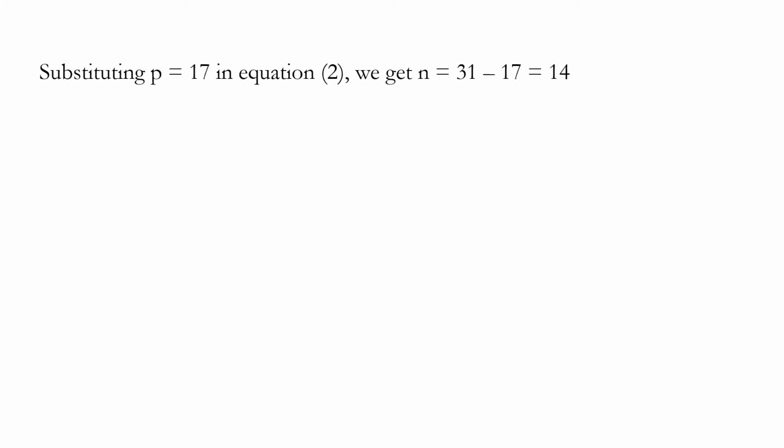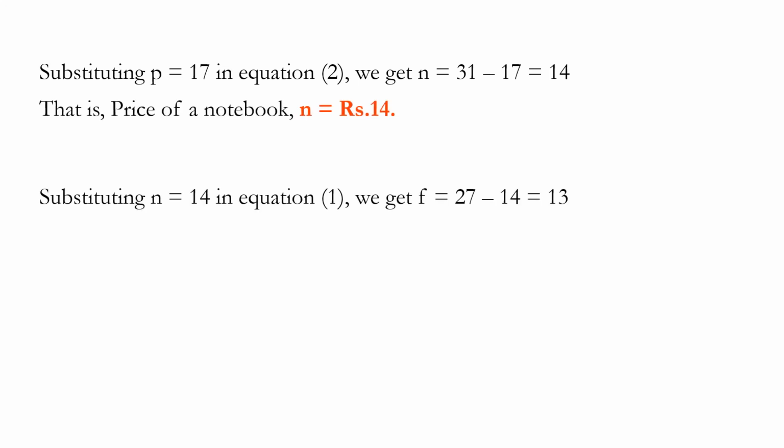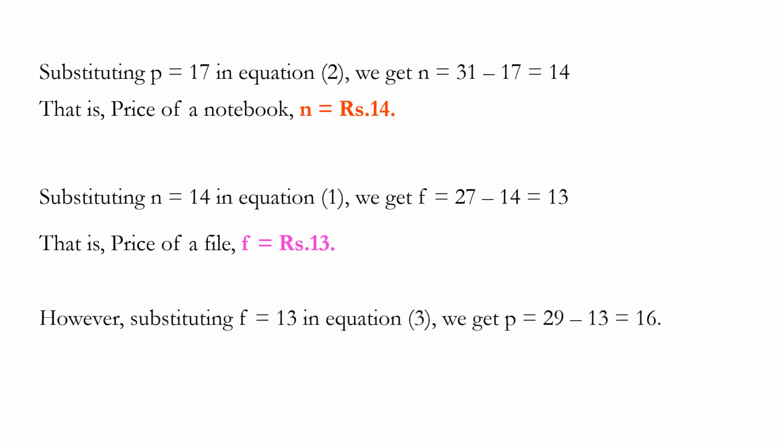Substituting P equal to 17 in equation 2, we get N equals 31 minus 17, which equals 14. That is, price of a notebook N equals Rs 14. Substituting N equal to 14 in equation 1, we get F equals 27 minus 14, which equals 13. That is, price of a file F equals Rs 13. However, substituting F equal to 13 in equation 3, we get P equals 29 minus 13, which equals 16. That is, price of a pen P equals Rs 16.